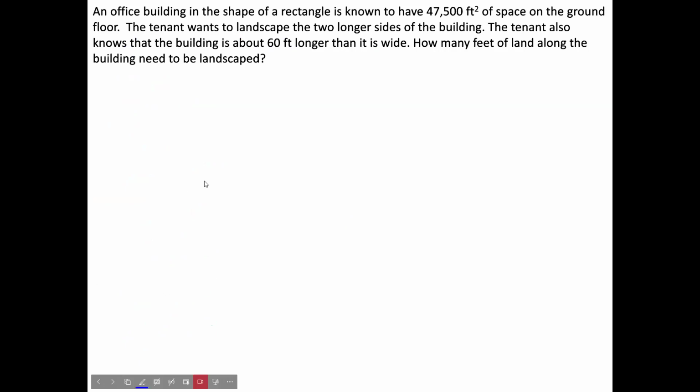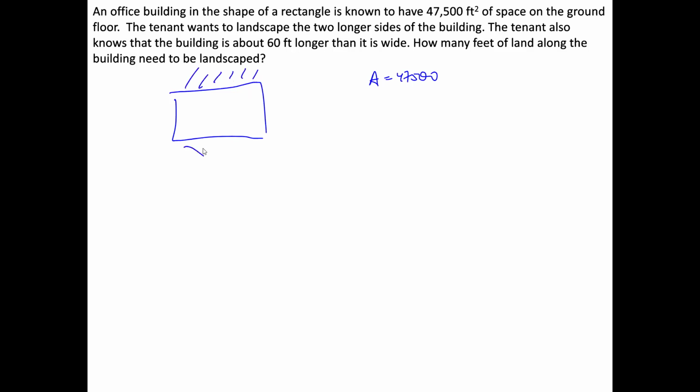So we have a fairy tale story. An office building is in the shape of a rectangle, so that's the office building. It is known to have an area of 47,500 square feet on the ground floor. The tenant wants to landscape the 2 longer sides, so that's one side, that's another side. The tenant also knows that the building is about 60 feet longer than wider, so x, here x plus 60, right?